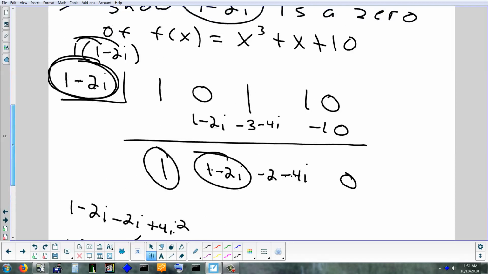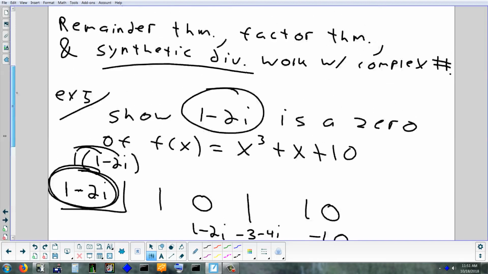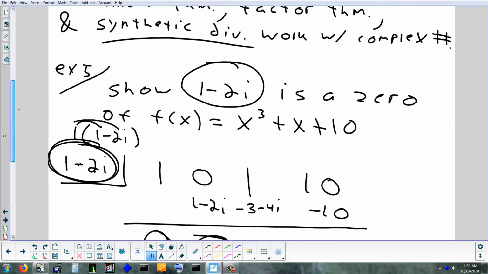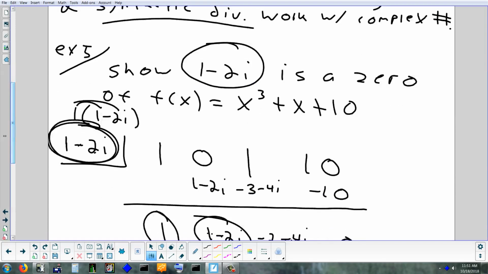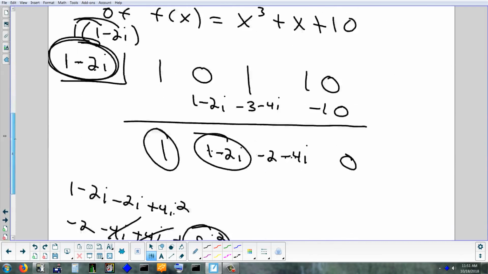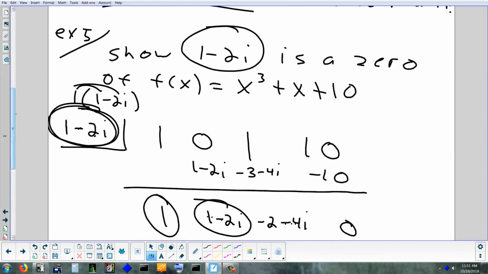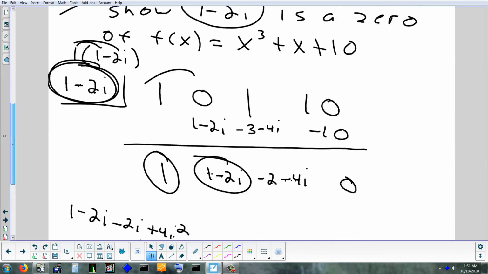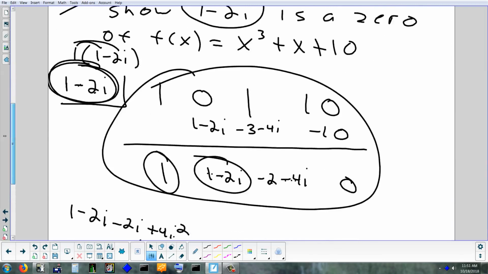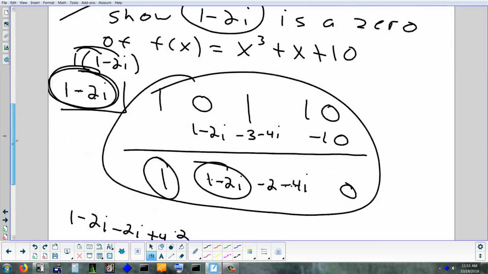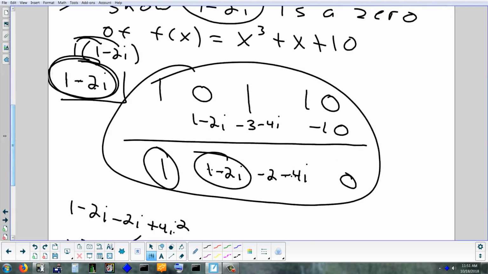So we get a remainder of 0. So other than the middle 2 parts, those were kind of a pain. The last part, negative 10 plus 10, that's pretty straightforward. So we got a remainder of 0, which proves that is a root. Questions on? The answer is just showing this work. That's how you write the answer. It's kind of like a proof, but you're just showing a calculation. That's the answer.